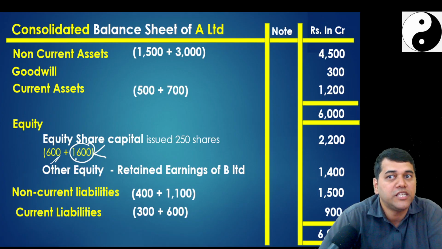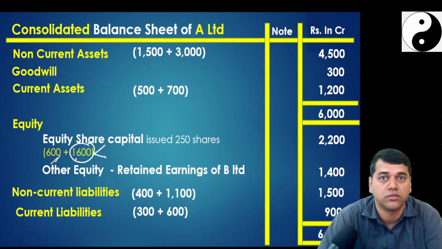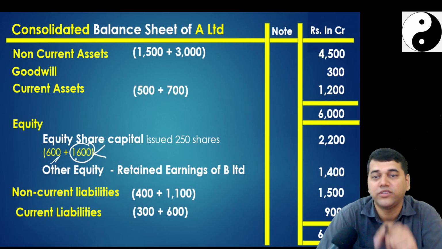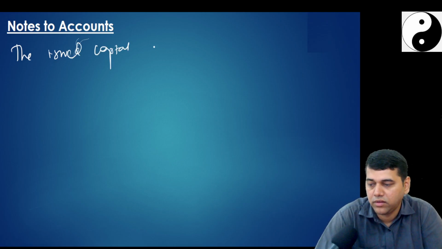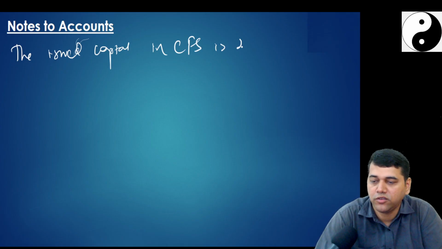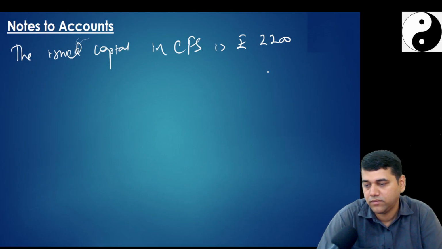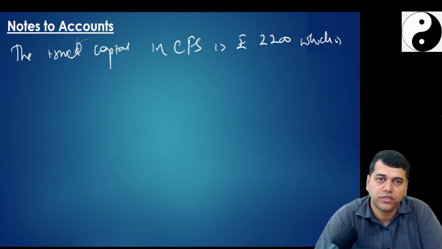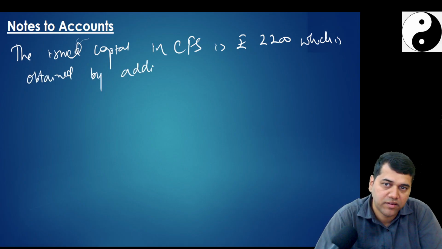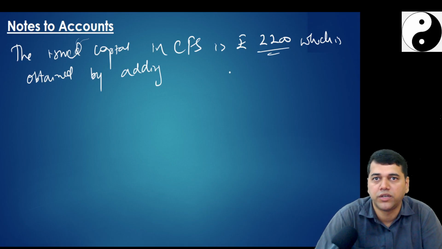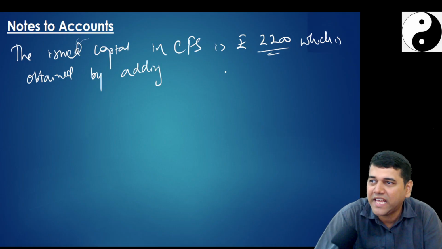And this is a very strange question coming in IFRS, not our institute's question. If you open the bare standard, you see this example. Write one note there, notes to accounts. The issued capital in CFS is rupees 2200, which is obtained by adding. We have to explain this, no? Because it's a confusion there, it's a gray area now.